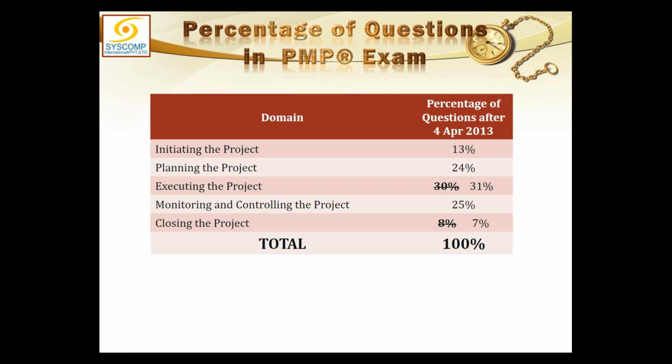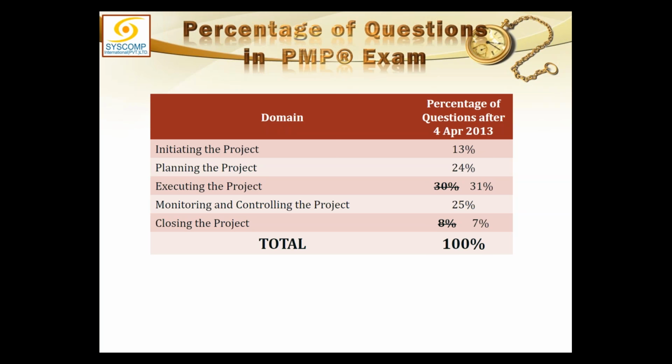No matter what the chapters of the book are, from initiation of the project you will get 13% of the marks. From planning of the project, you get 24%. From execution, you get 31%. Monitoring and control, you will get 25%. And closing, you will get 7% of the questions. So this is the distribution of your 100% questions.